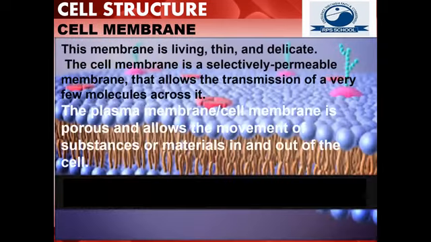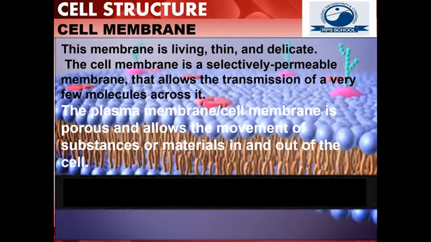This membrane is living, thin, delicate, and porous, which permits movement of selected substances in and out of the cell. Besides this, it also protects the cellular components from damage and leakage. It forms the wall-like structure between two cells as well as between the cell and its surroundings.